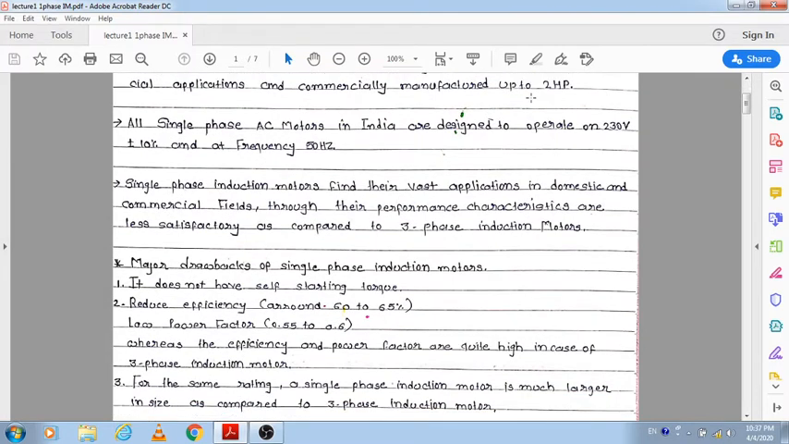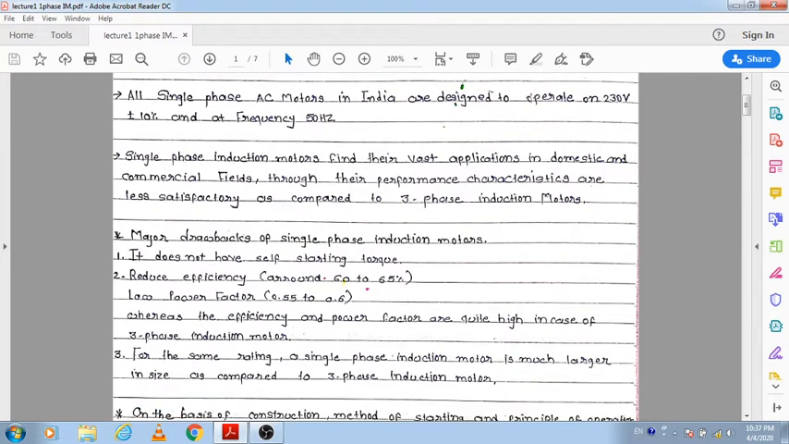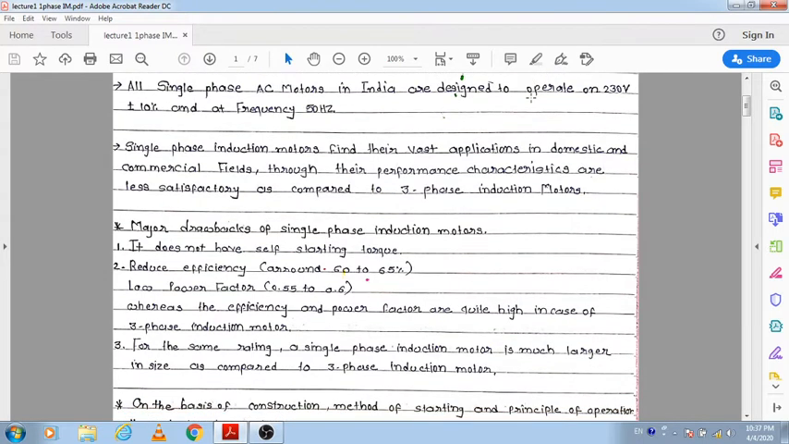Now we compare the single phase induction motor with the three phase. I have told you that the three phase induction motor is a self-starting motor, but the single phase induction motor is not a self-starting motor. So we have to put in some more effort to start the machine. The major drawbacks of the single phase induction motor are these: it does not have self-starting torque, and the efficiency is reduced as compared to the three phase.